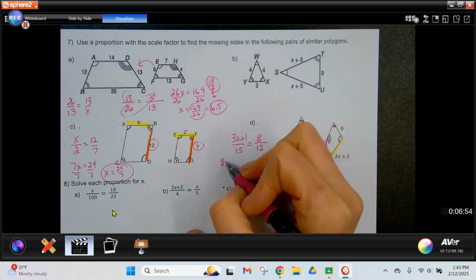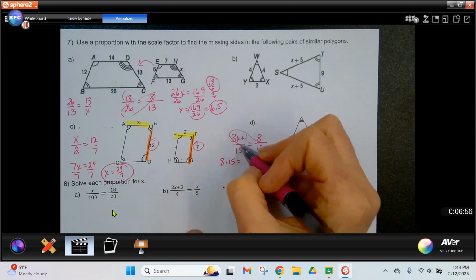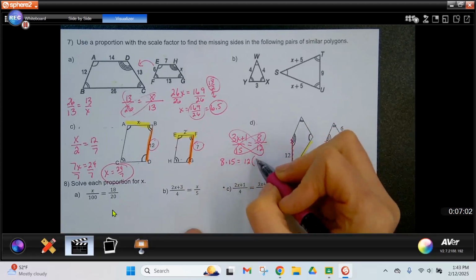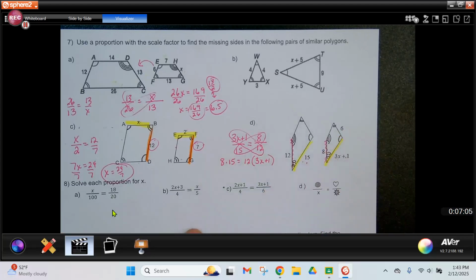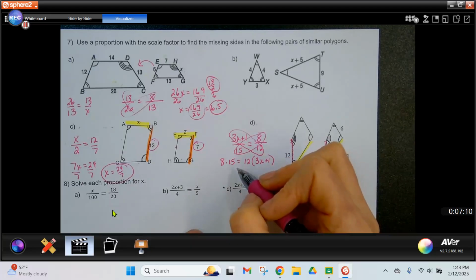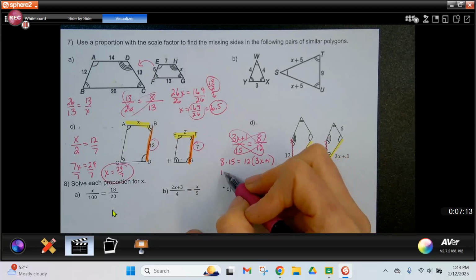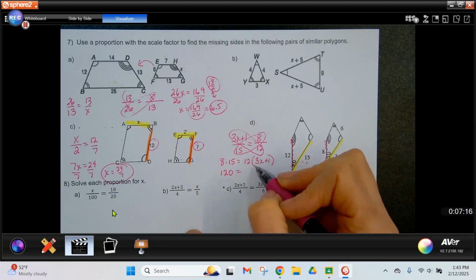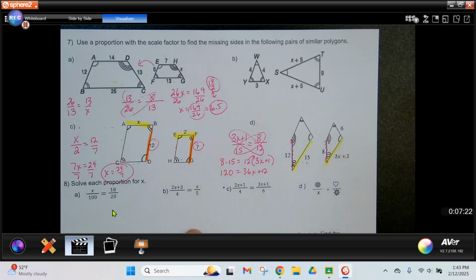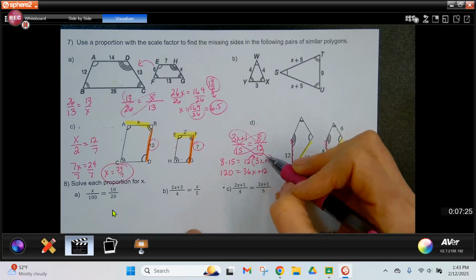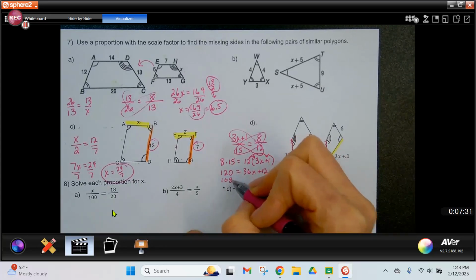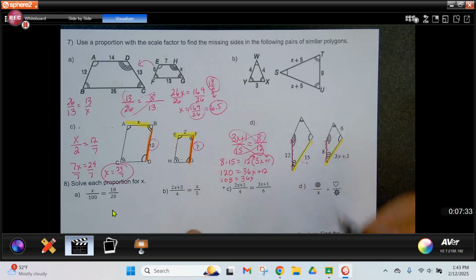Now remember, when we set this up, it's 8 times 15 equals 12 times, this is a quantity of 3x plus 1. You must put it in parentheses. Okay. And then we solve this. 8 times 15 is 120. And that equals, now we're going to distribute, 36x plus 12. Distribute 12 times 3x and 12 times 1. Now I'm going to subtract 12, and this is going to be 108 equals 36x.